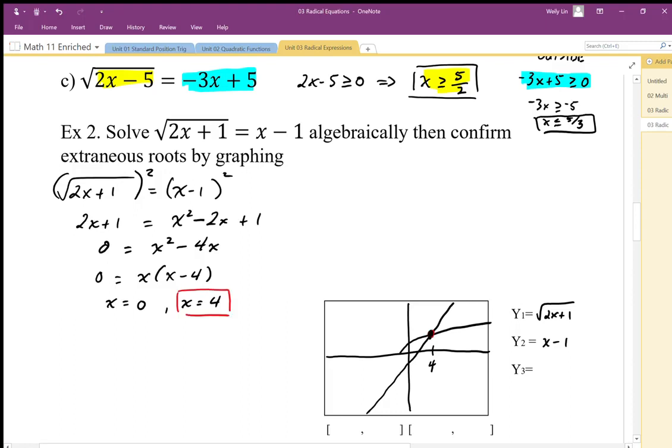Now, the x equals 0 solution doesn't show up. Why doesn't it show up? Well, let's plug it in and see if it actually works. If I plug in 0, I get square root of 1, which is 1, equals 0 minus 1, which is negative 1. So we get 1 equals negative 1. That doesn't work. I'm just going to show the test here. So this is my check. Check x equals 0: square root of 2 times 0 plus 1 equals 0 minus 1. So square root 1 is equal to negative 1. Well, that's not true. That's extraneous. So there's our extraneous solution.